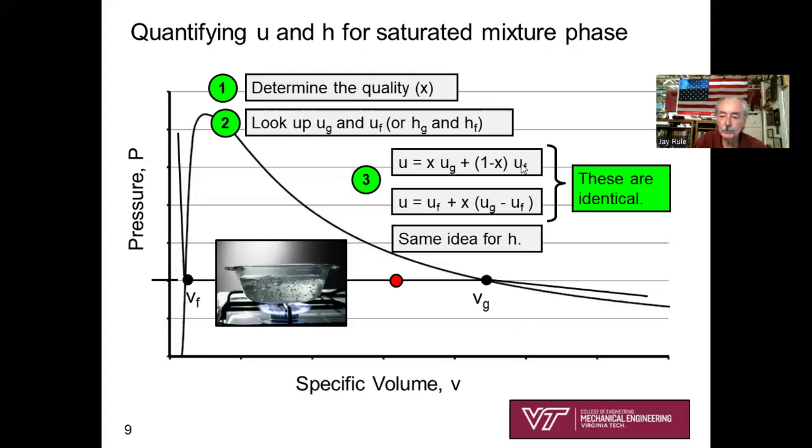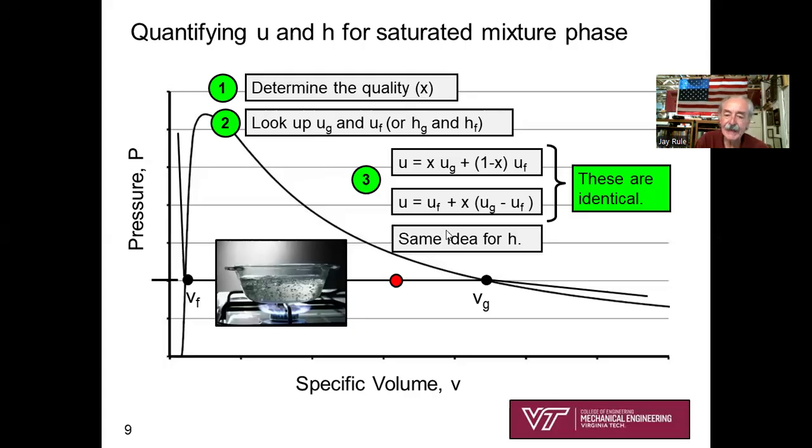U sub G and U sub F. So visually, look how similar we are. Do you see that this VG and VF represent specific volume properties at those phases? VG at saturated vapor, the F at saturated liquid. So you're going to look up the corresponding U sub G, saturated vapor, and U sub F, saturated liquid. And then you're going to basically apply the definition of quality to determine U.